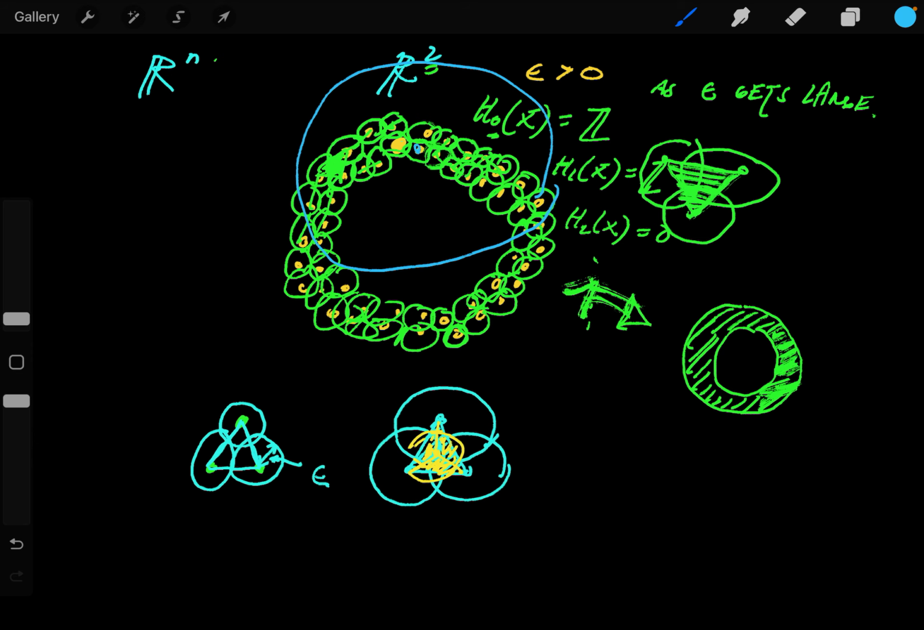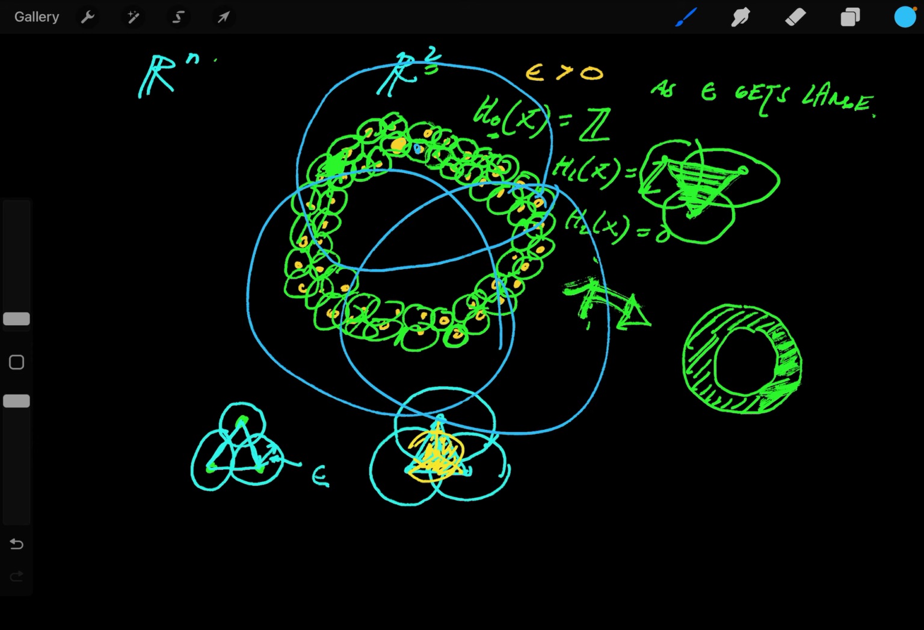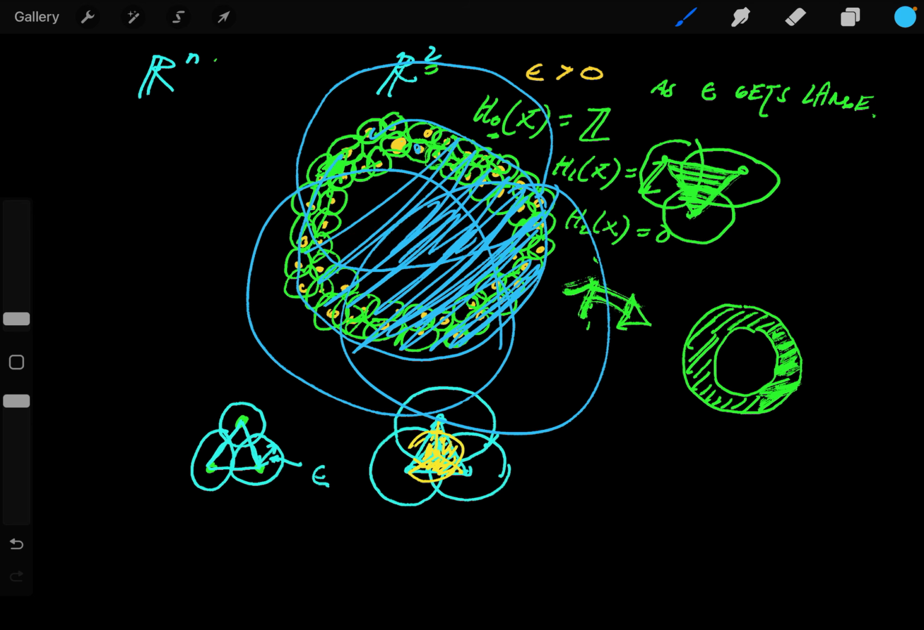So what's going to happen is that all of these are going to come here, and then the whole thing is just going to become this giant disk. And then once it becomes the disk, it could be just shrunk to a point, and that loop in H1 goes away. And that's a useful feature.